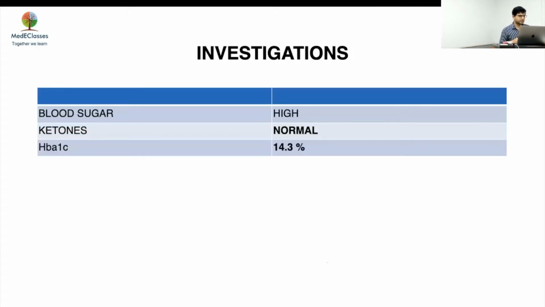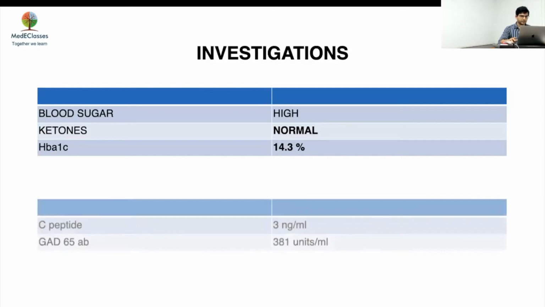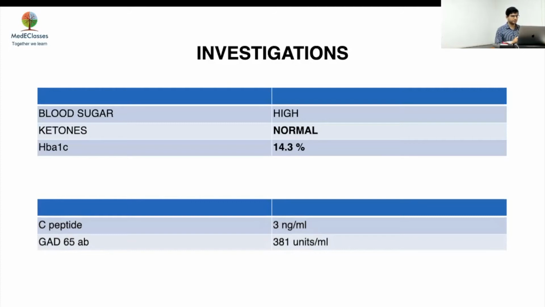So initial investigation suggested there was a high blood sugar. It was a non-ketotic hyperglycemia, but the A1C was very high at around 14.3. The next step was the C-peptide level, which came at 3 ng per ml, and GAD65 antibodies were 381 units per ml. So in the 2x2 table, where will you fit in? So we have autoimmunity, and we also have beta cell positivity. So it's A plus B plus.